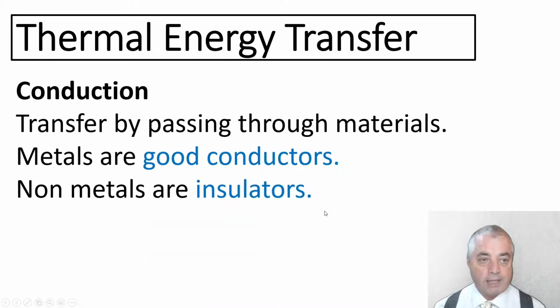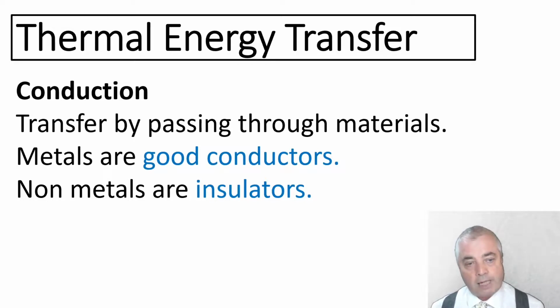And one of the things you need to know about is how thermal energy is transferred. And it actually transfers in 3 different ways. So the first way is called conduction, and it's when heat transfers by passing through materials. The materials themselves don't move, but the heat passes through them. It's transferred through them. It's conducted through them. And metals are good conductors. They're good conductors of heat. They're good thermal conductors. Non-metals are normally not very good conductors of thermal energy, and we call them insulators.